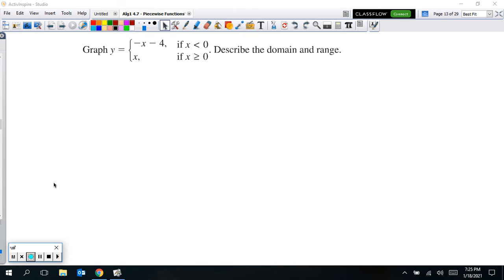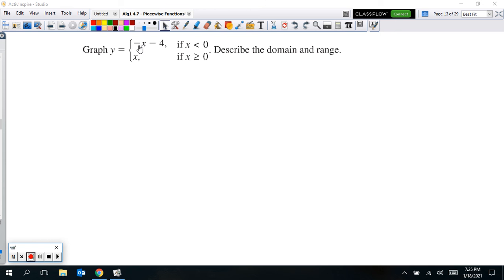Okay, so our next section is graphing these piecewise functions. We're going to describe the domain and range as well. So we're just going to watch this one. I'm just going to show you this one. There's nothing to write for this one. We'll go on to the extra practice next at the bottom of 129.